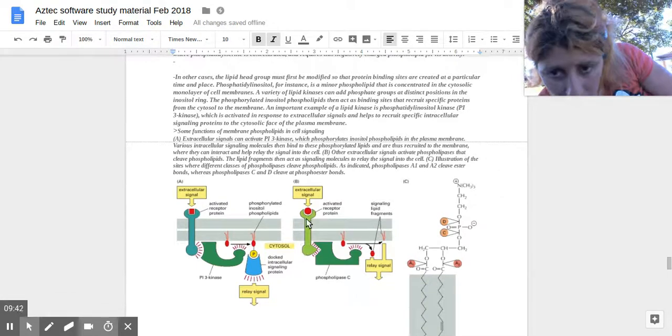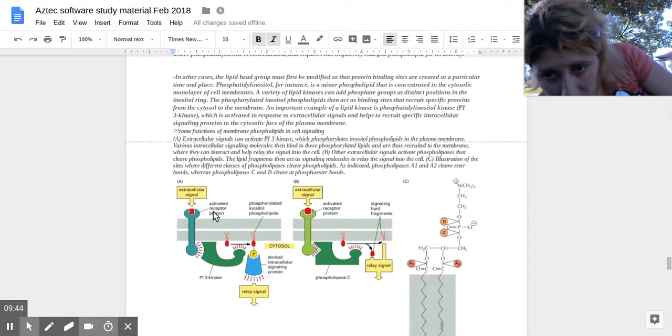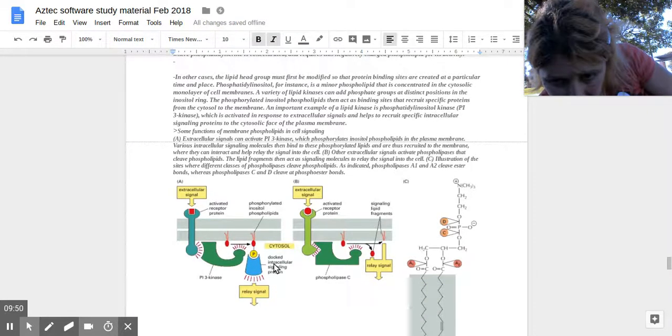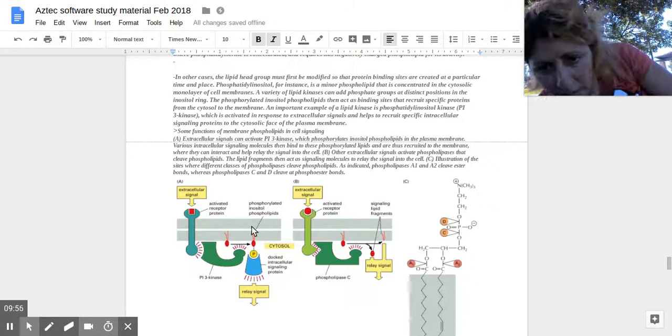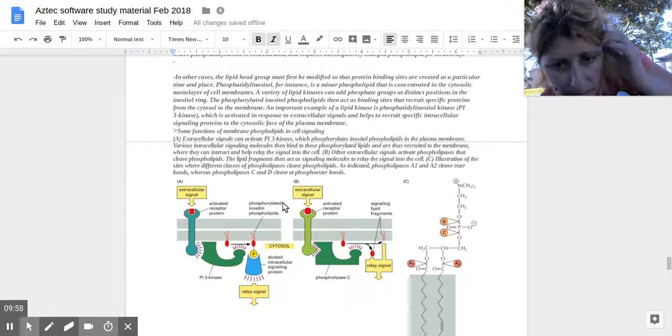Okay. So extracellular signal activated receptor protein. You have the kinase relaying signal, docked intracellular signaling protein, phosphorylated phospholipid inositol.